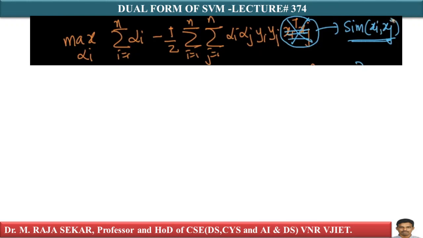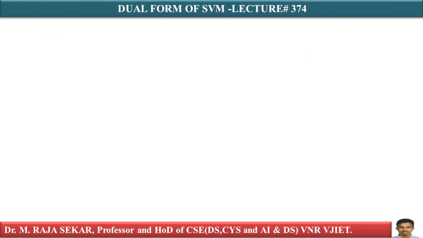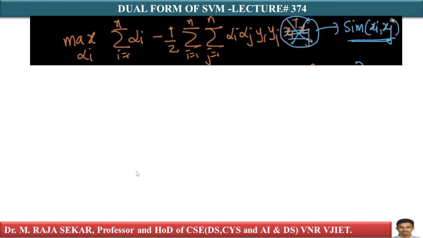We will see why it is so. This similarity is often written as k of xi comma xj, instead of similarity between xi and xj. So what happened here? I can write xi transpose xj as k of xi and xj.